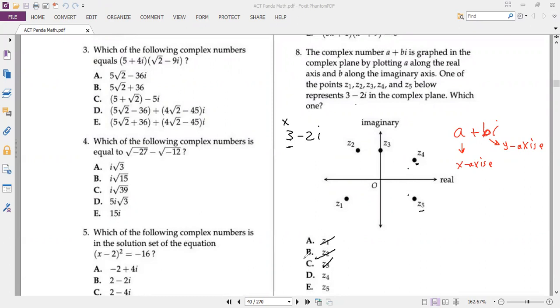All these other options are wrong. But negative i looks like y, so y negative should be the fourth quadrant. Answer is E in number 8. Answer is E, number 8.